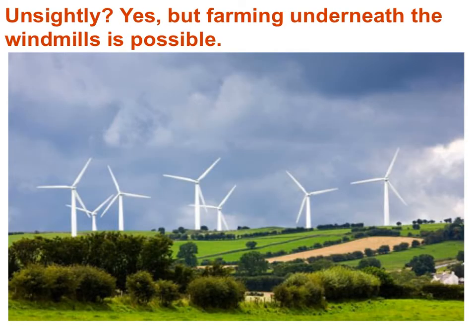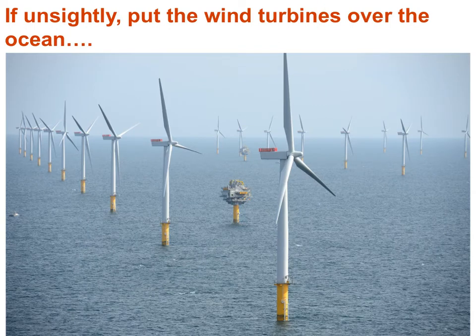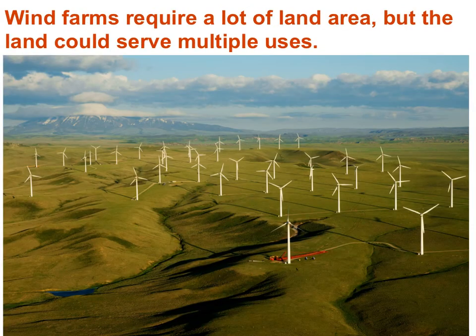And wind turbines on land can be unsightly, but one could use the land around the turbines to farm. Wind turbines can be located over the ocean, where the wind is more likely to blow, and out on the ocean, the turbines are not easily seen. Again, a lot of land is required, but the land could serve multiple purposes.